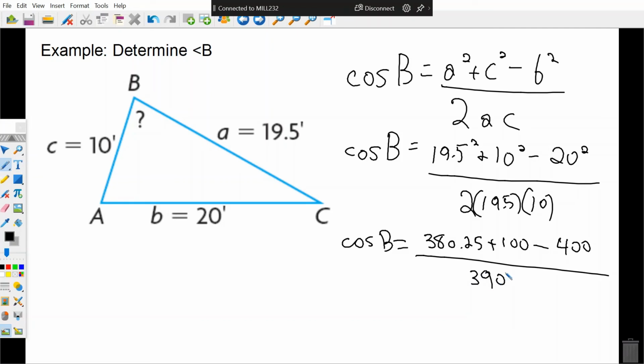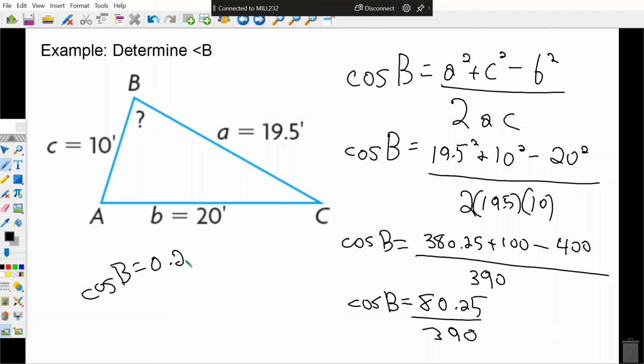So now we add the top row, 380.25 plus 100 minus 400. So cos B equals 80.25 over 390. Divide that, you get 0.2057692, etc. Right away, just go second function cos, round to the nearest degree. B is 78 degrees.